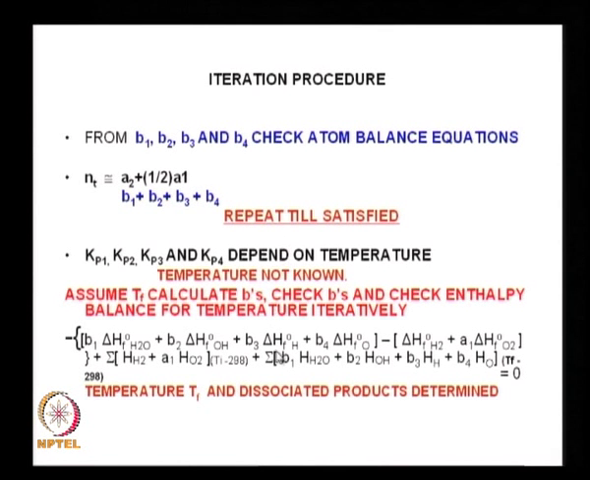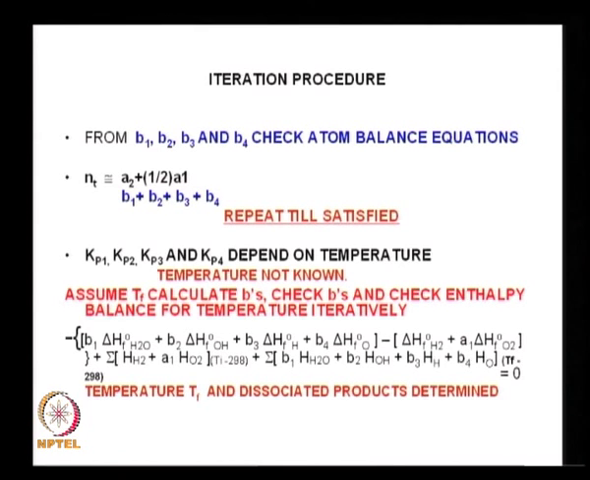If my assumed temperature is not correct, then this will not be equal to 0. I again have to assume a new value of temperature, calculate the values of Kp1, Kp2, Kp3, Kp4 at the new temperature, and again do the enthalpy balance till my final temperature converges, and for this convergence I say that is my flame temperature.